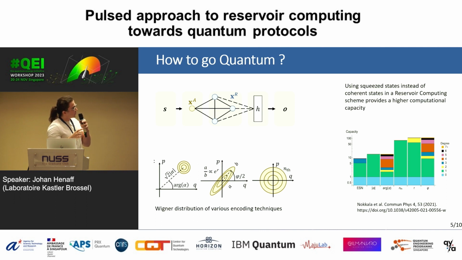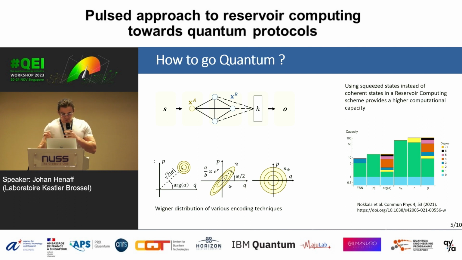I won't get into the detail of what this computational capacity is. What you need to know is that the bigger the bar and the more colorful it is, the better it is. And so on the far right, you have the encoding in the phase of a squeezed vacuum. And in arg alpha, you have the encoding in the phase of a coherent state. As you can see, just replacing your coherent state by squeezed states should improve your computational capacity.